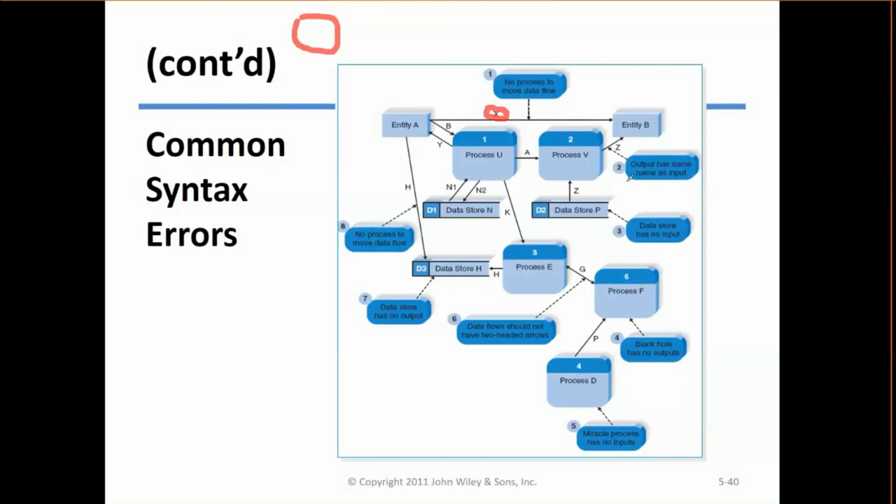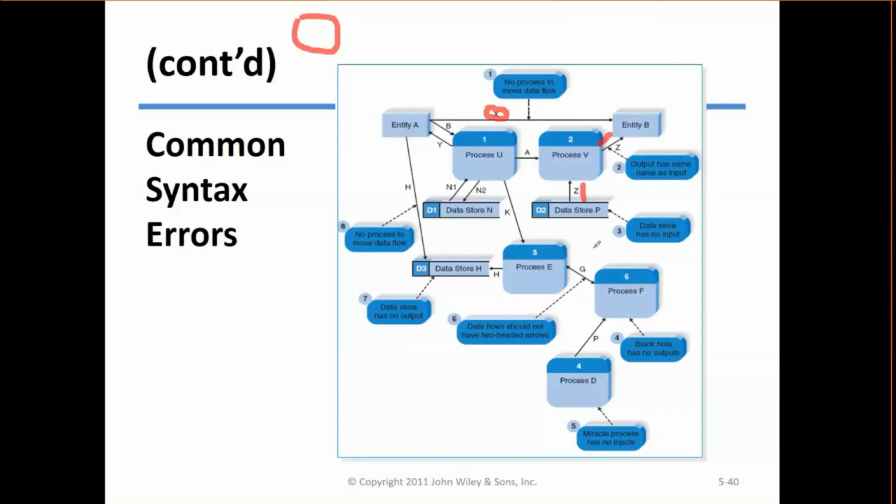Number two, what's the problem in number two? The output has the same name as the input. You see, Z is going in and the same Z is going out. Is it possible? No, sir, it is not possible. So if you make this type of mistake, it is wrong.